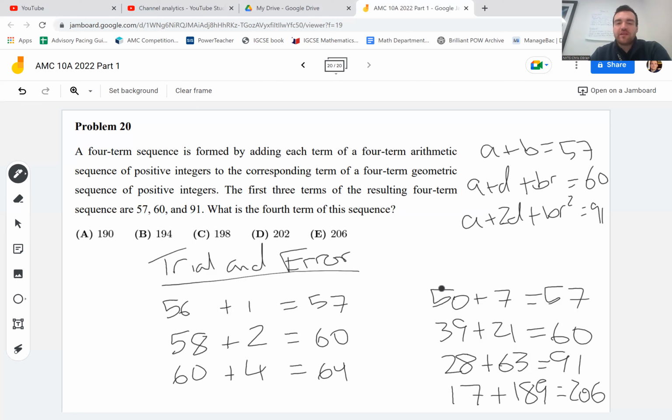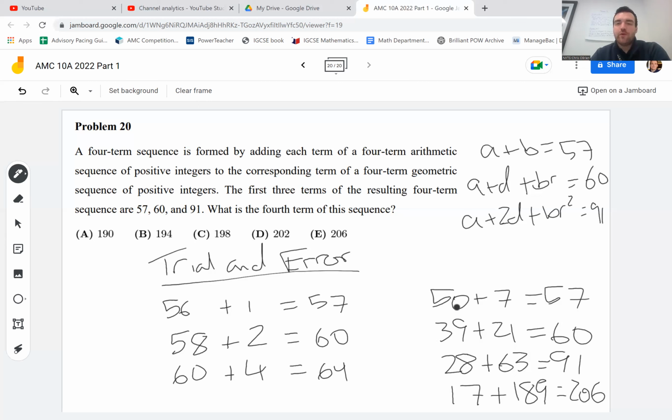But then when I was working on it last night, I decided maybe I could just try to find a sequence that meets this requirement. So I tested many different examples, like 56 plus 1 is 57. Then I tried making the geometric sequence multiply by 2. So 58 plus 2 is 60, and then the next term would have to be 4, then this term would have to be 60, but that only gives you 64. So I tried many different examples.